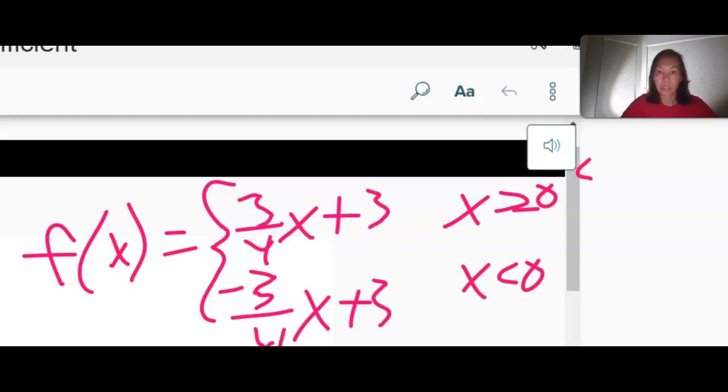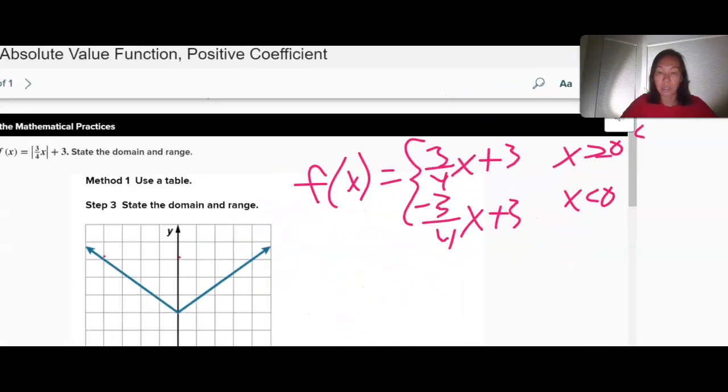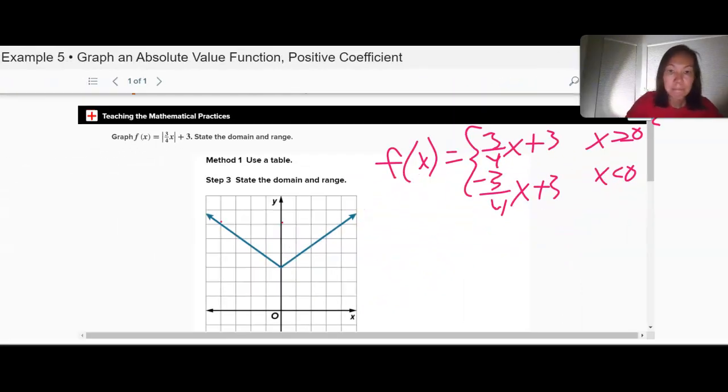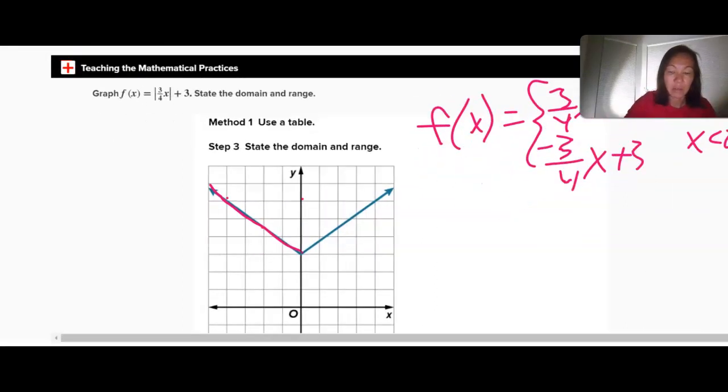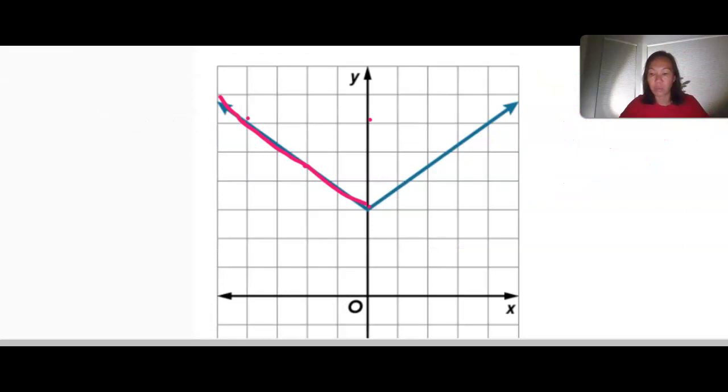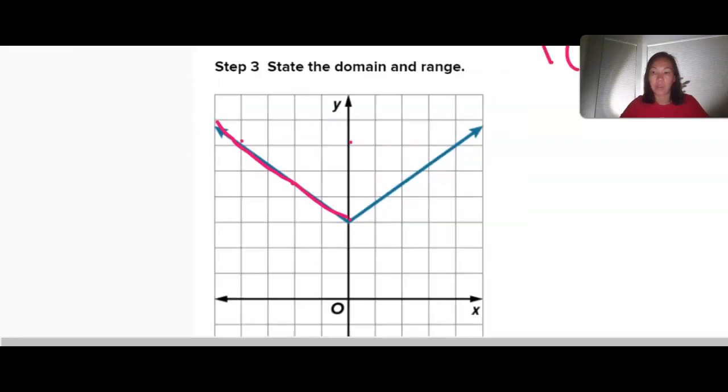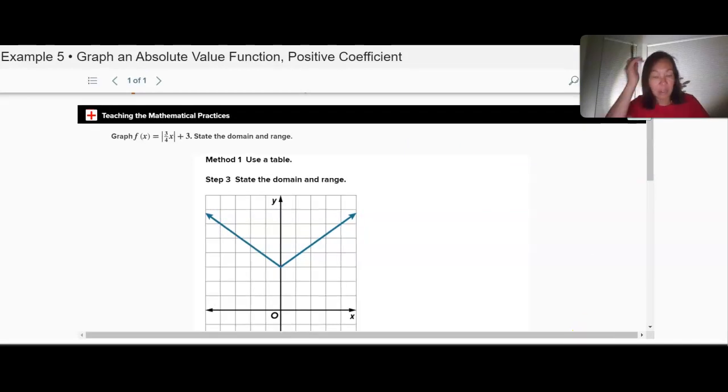So let's see if I can get this to zoom without disappearing. There we go. So I would still go up to 3, but instead of going down 3, 4 right, I can go up 3, 4 left, and then create the graph that way. So again, it's just really those two lines, one with a positive slope, one with a negative slope there. Okay. So that's another way you can graph that. We're going to look at other ways in the next section as well.